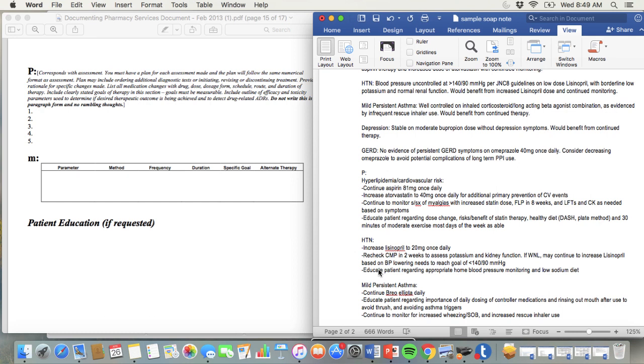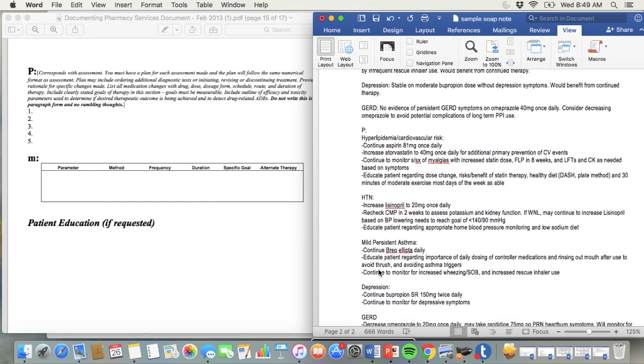For depression, stable on moderate bupropion dose without depression symptoms, would benefit from continued therapy. And then we're just going to continue the medication and continue to monitor for depressive symptoms. And then ideally you would have some education there. But for things that are controlled, that you're not really changing anything, you don't always need as much in your assessment plan. And then for GERD, no evidence of persistent GERD symptoms on omeprazole 40 milligrams once daily.